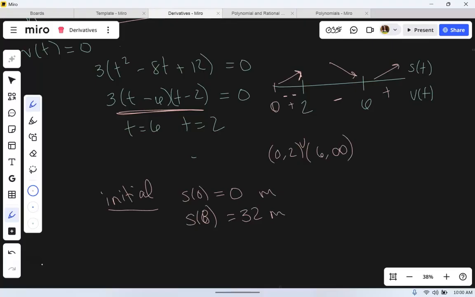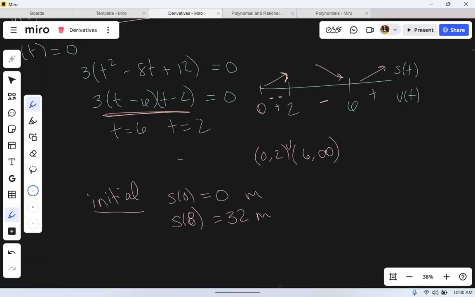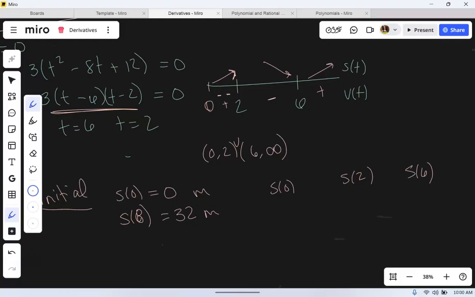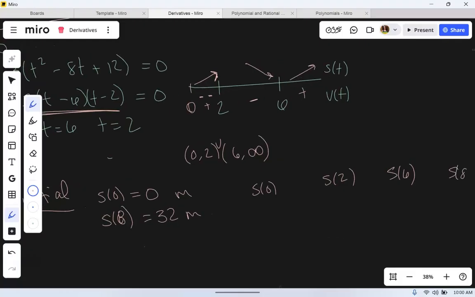All right, total distance traveled. So what I'm going to have to do is find S of 0, S of 2, S of 6, and then where did it end? What did it say? The first 8 seconds? And S of 8. Now I know S of 8 is 32. S of 0 is 0. What's S of 2?